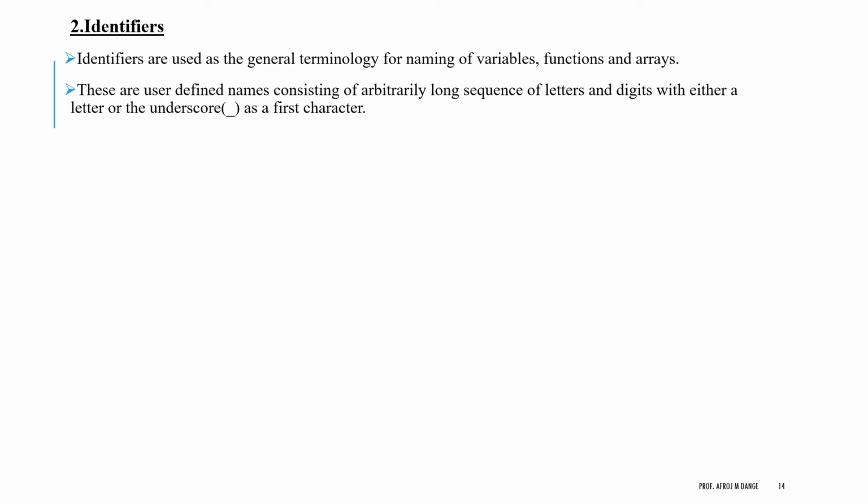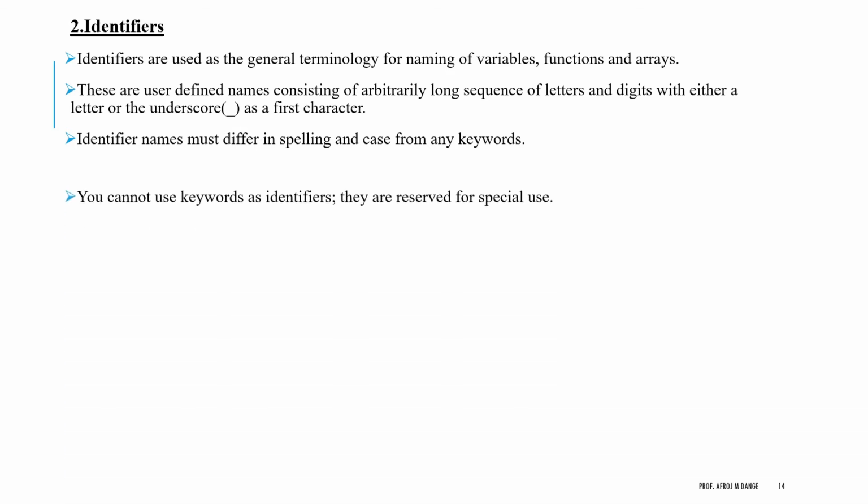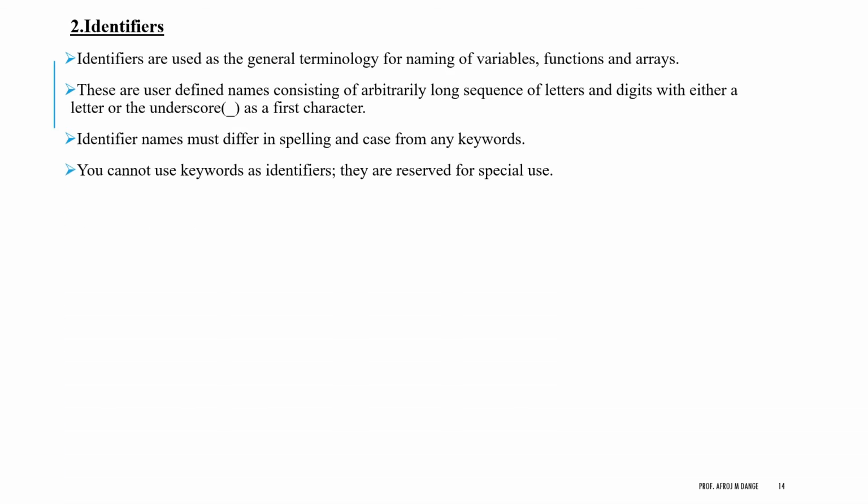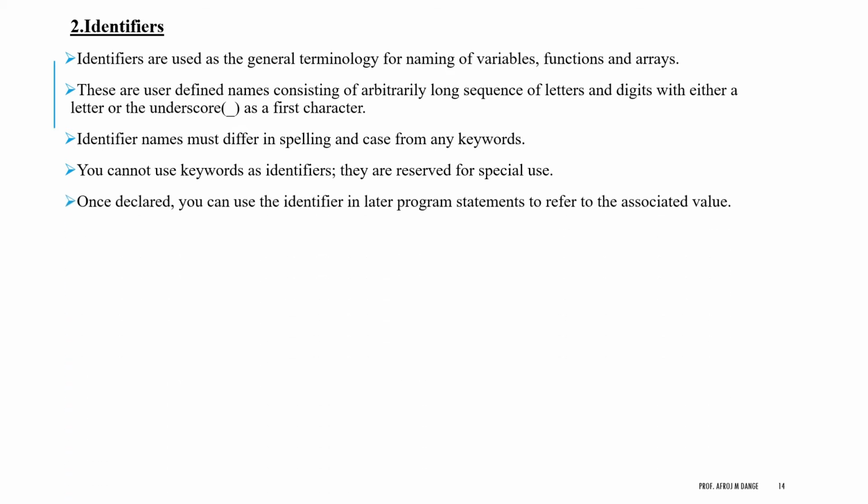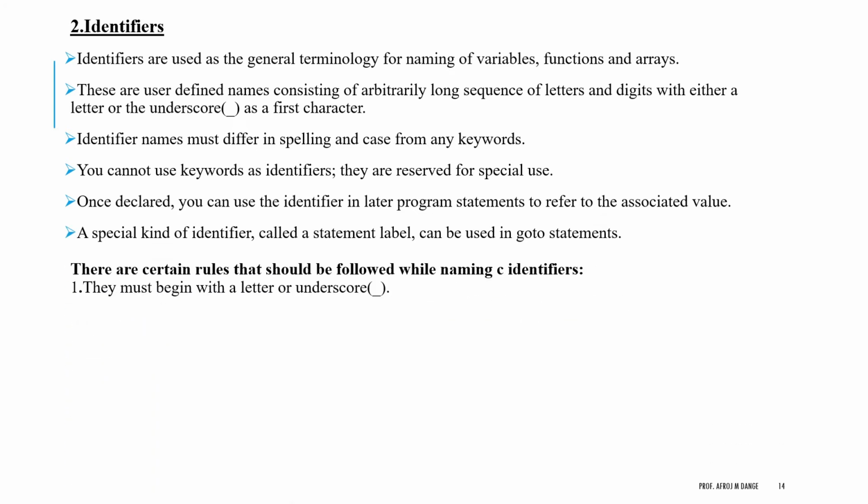Identifiers are used as the general terminology for naming variables, functions, and arrays. These are user-defined names consisting of an arbitrarily long sequence of letters and digits, with either a letter or the underscore as the first character. An identifier name must differ in spelling and case from any keyword. You cannot use keywords as identifiers because they are reserved for special use. Once declared, you can use the identifier in later program statements to refer to the associated value. A special kind of identifier called a statement label can be used in goto statements.